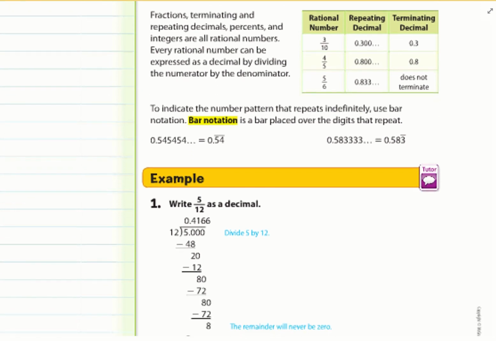So bar notation. Bar notation is when we get a repeating decimal, such as 545454. If you just put a bar on top of it, that means that 54 is going to repeat. Same thing with this one, 0.58333333. We put the bar notation on top of the 3, that indicates that the 3 is always going to be repeating.